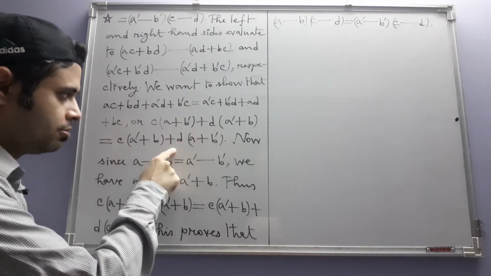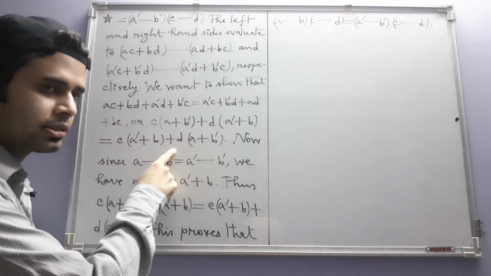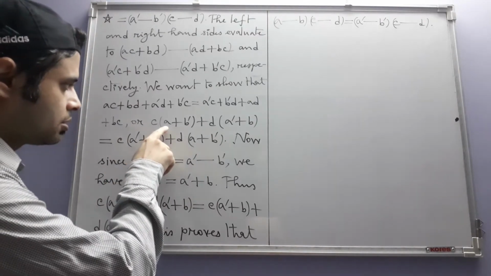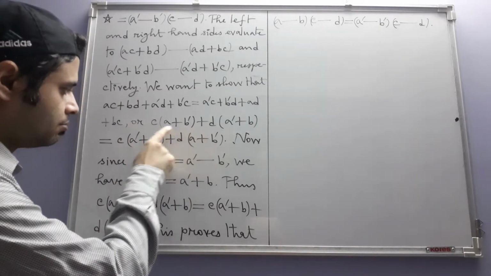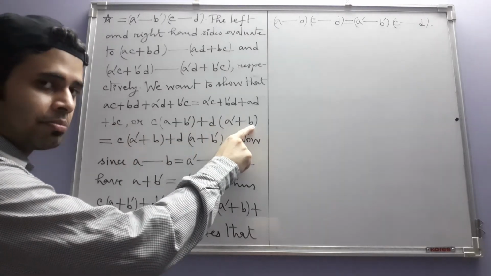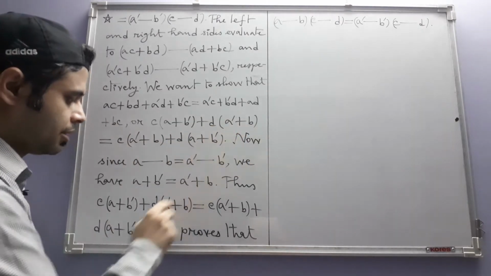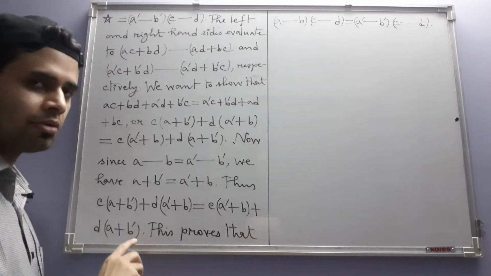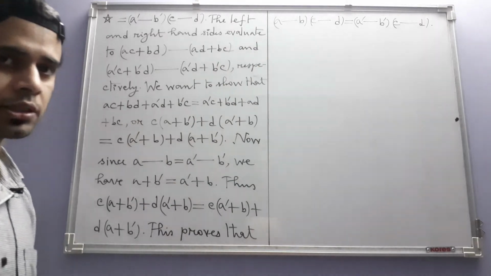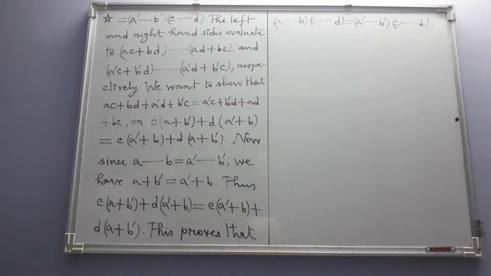see that these two expressions are the same, or these two natural numbers are the same, because you can replace a plus b prime with a prime plus b, and you can replace a prime plus b with a plus b prime. So that's how you can get what you want, and this ultimately proves this equation. This is true.